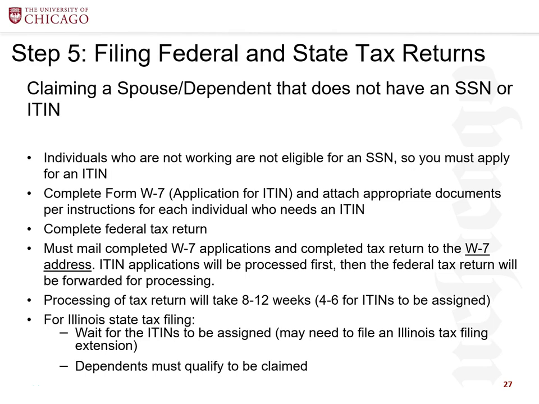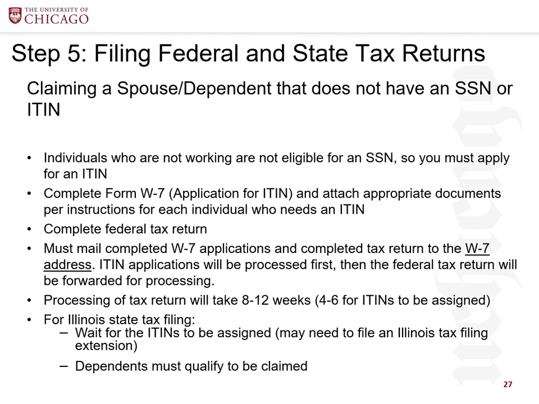If you're applying for your spouse or a dependent or for yourself at the time of filing, you would complete a W-7 for each person who's applying for the number. Attach the appropriate supporting documentation that is listed on the W-7. Complete the federal tax return and then mail the completed W-7 applications along with the completed tax return to the address that's on the W-7. The ITIN applications will all be processed first. And then the federal tax return will automatically be forwarded on to the IRS for processing.